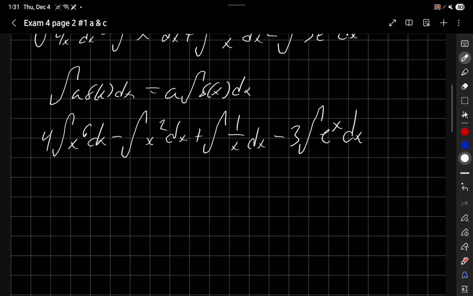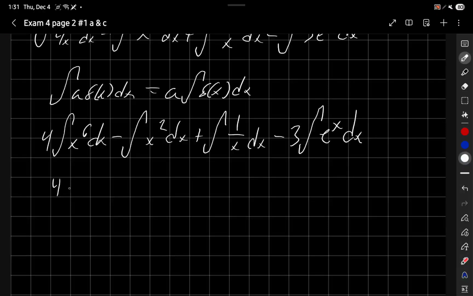So now it's relatively straightforward to integrate. We can just do the inverse power rule for this integral and this integral. And for this integral, we know that the integral of e to the x is always just e to the x. So this will just stay as e to the x. And for this one, we know that the integral of 1 over x is always ln absolute value of x. So we can just go ahead and do that.